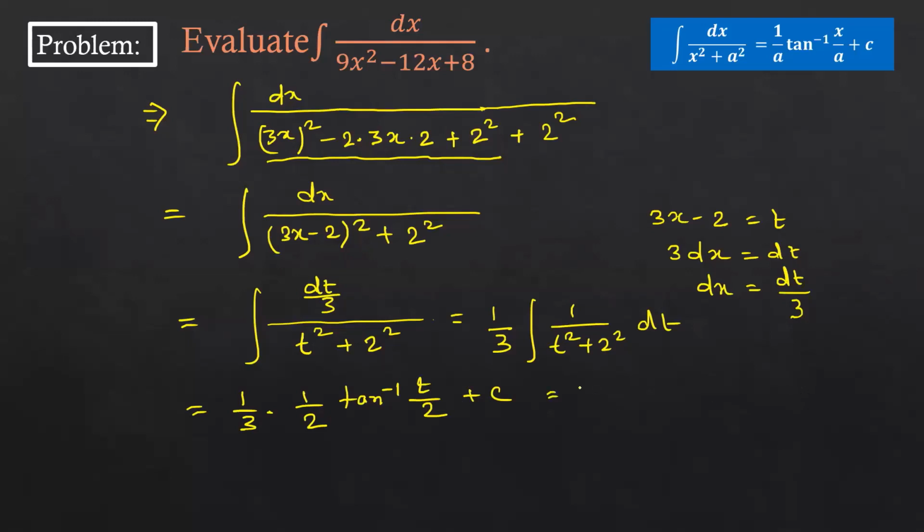Yes, sir. Now you have 1 by 6 into tan inverse, where t means 3x minus 2, so tan inverse of (3x minus 2) by 2, plus c. And this is your integration. This is your required integration.